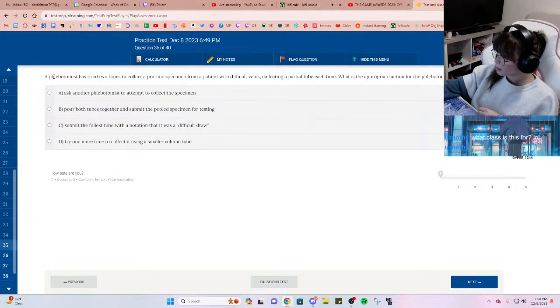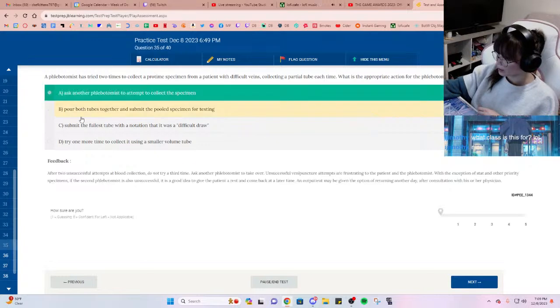Okay. A phlebotomist has tried two times to collect a PT specimen from a patient with difficult veins, obtaining a partial tube each time. Which is the appropriate action for the phlebotomist to take? I didn't I get this question already. Ask another phlebotomist to attempt to collect the specimen, pour both tubes together and submit the pooled specimen for testing. Submit the fullest tube with a notation that says that it was a difficult draw, or try one more time to collect it using a smaller volume tube. I'm gonna say ask another phlebotomist because I already know that's the answer.